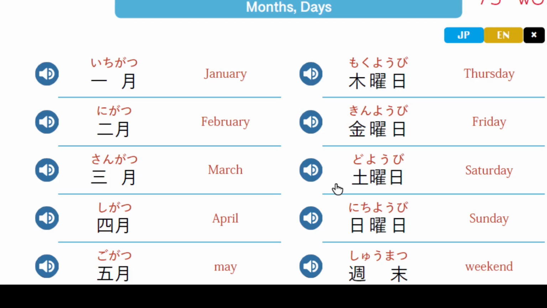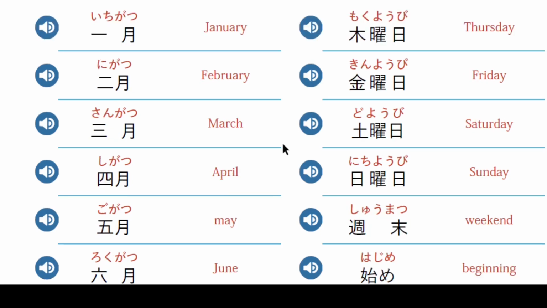So March is the 3rd month, so we say 3 plus month. 3月. Together, 3月. Number 4 is April, so we say 4 plus month. We have 2 ways to say 4 in Japanese, yon and shi. We do not say yongatsu, we say shigatsu always. So you just got to memorize this. But the kanji is always same.